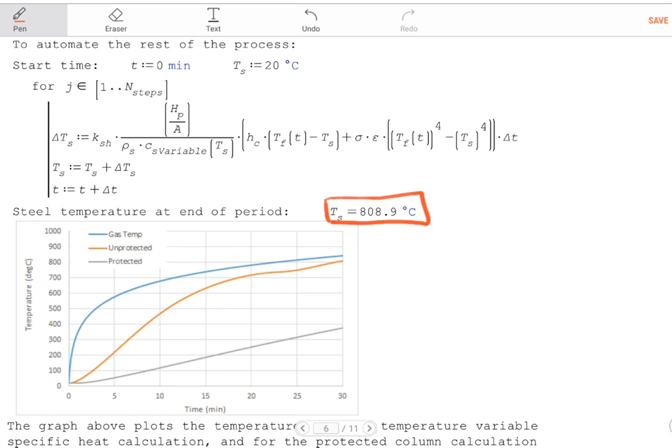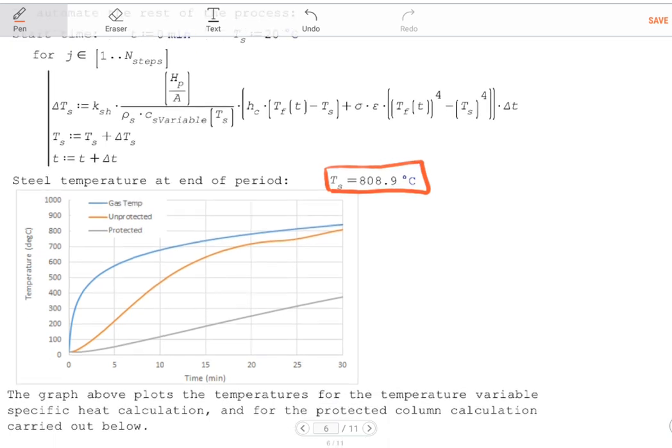Meaning if I use a specific heat that varies with temperature, I actually end up with a slightly lower temperature. It absorbs more energy, especially during the phase change section of the graph. And the phase change is that bit there. You suddenly find a bit of a bump in your rise in temperature graph as the gas temperature rises, but your unprotected steel doesn't rise in the same way. Or your steel in general. It's between about 735, around there, that this happens.